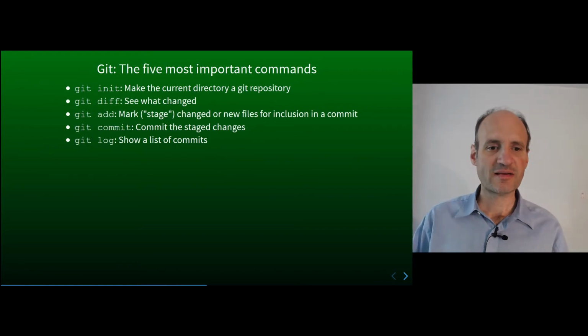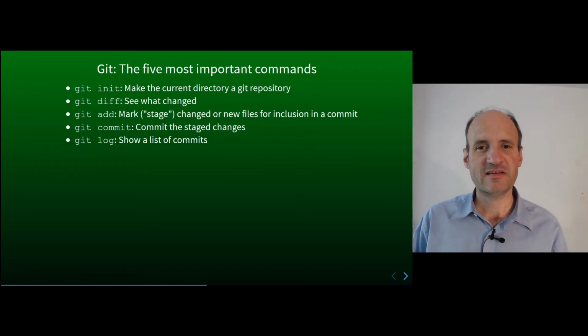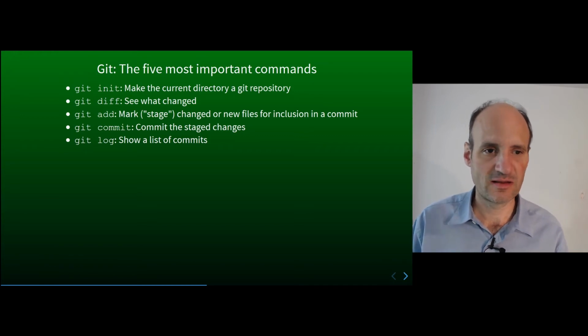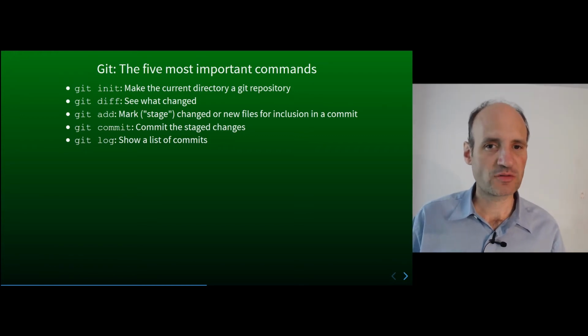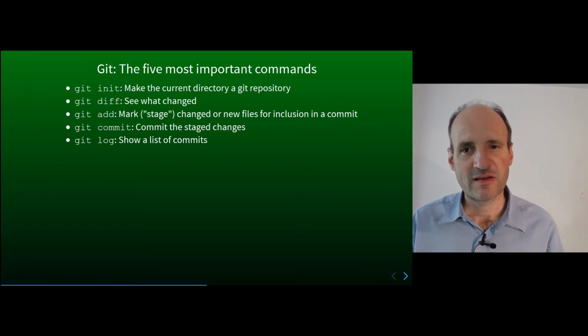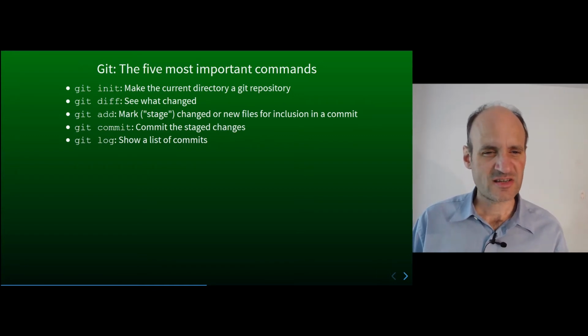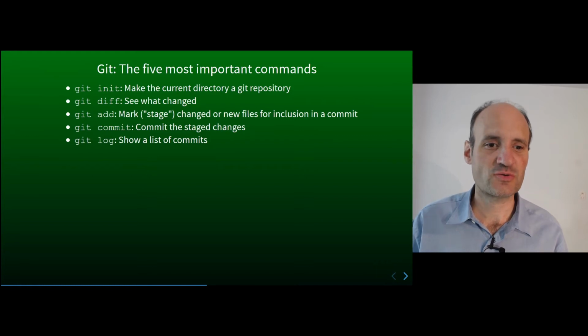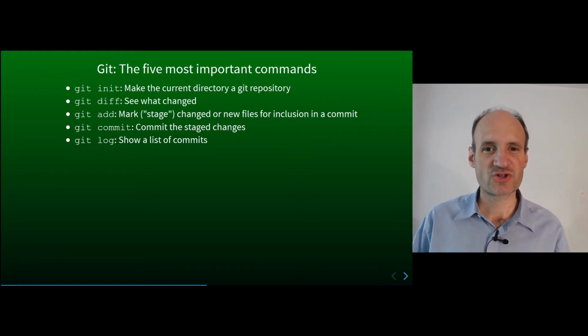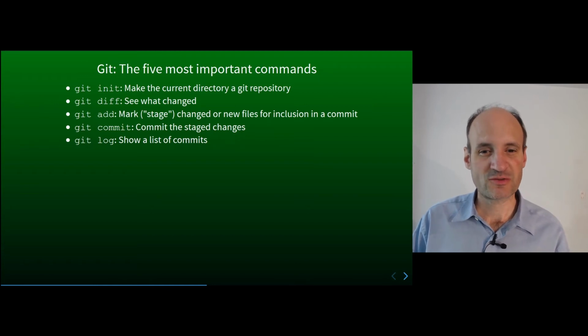Git is a command line tool, although modern IDEs such as Visual Studio Code offer a graphical interface as well. Here are the 5 most important Git commands you need to know. Git init, that's where it all starts. It takes a folder and converts it into a Git repository. Git diff is used to show changes, both with respect to the last commit and also to compare different commits.